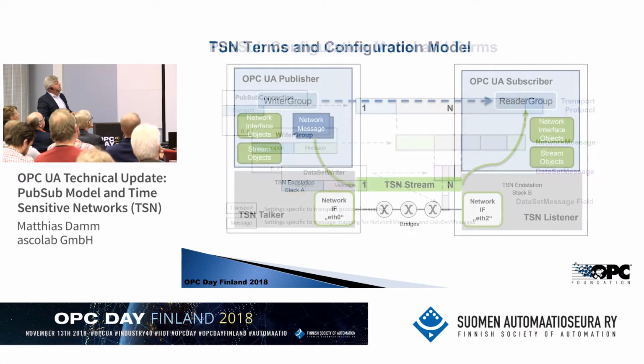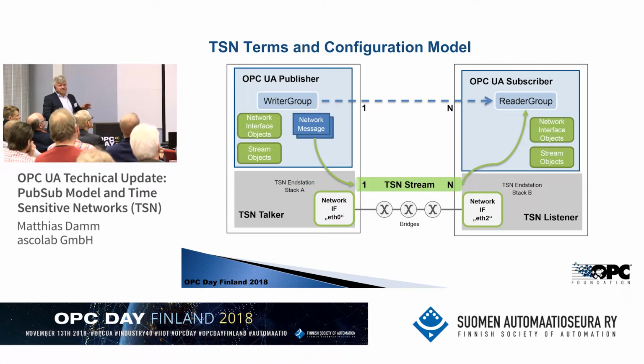And if you look at the overall communication, we have a publisher that sends network messages containing these data sets through a writer group. So the writer group has all the sending settings for these network messages. And then we have subscribers, and in OPC UA always one publisher can send messages to n subscribers. And on the subscriber side, you have a reader group.